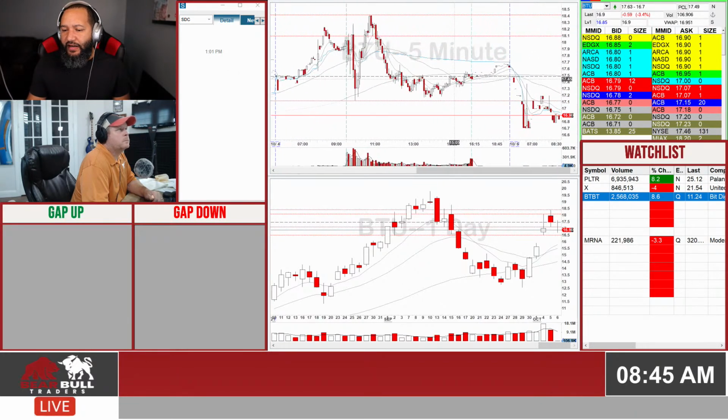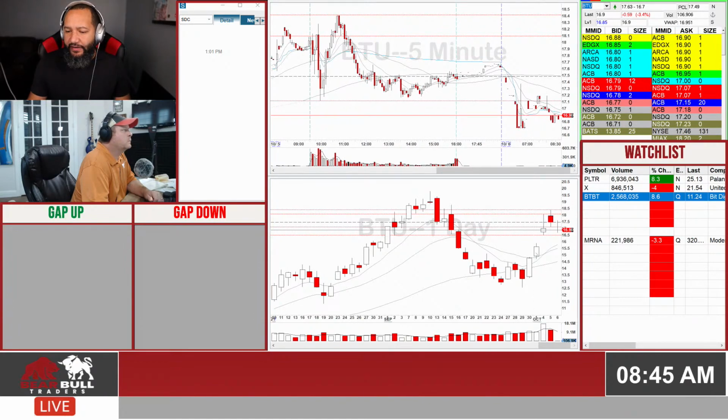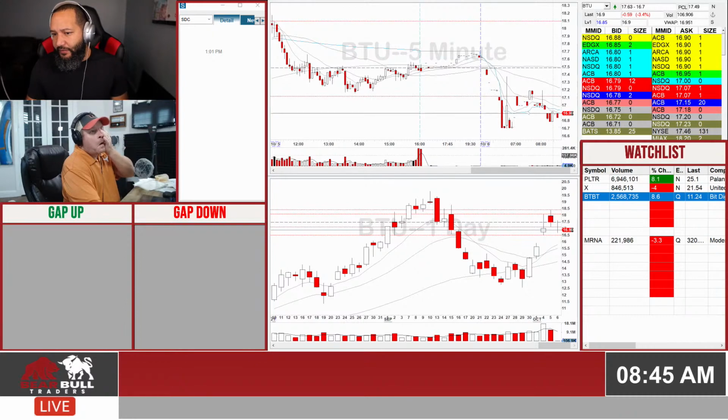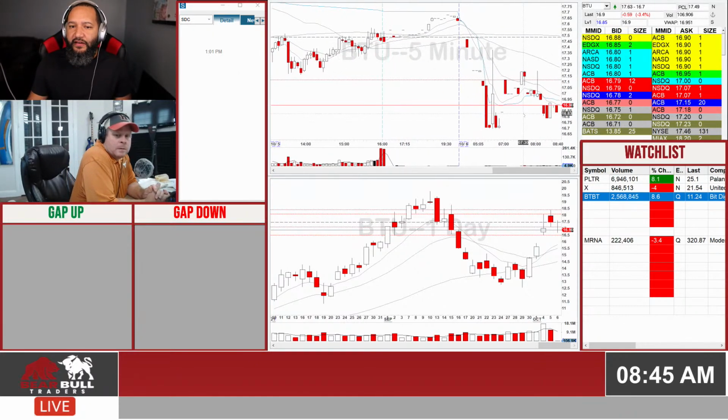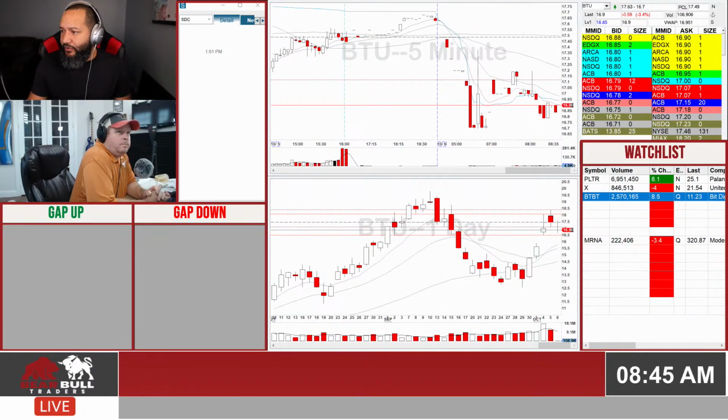The volume is extremely light. I do like the daily for a possible drop here back to the area where they were around 1550. But just the pre-market action and the volume right now are not giving us any good hope for that to happen, not at least in a nice clean move. So what do we have next there?